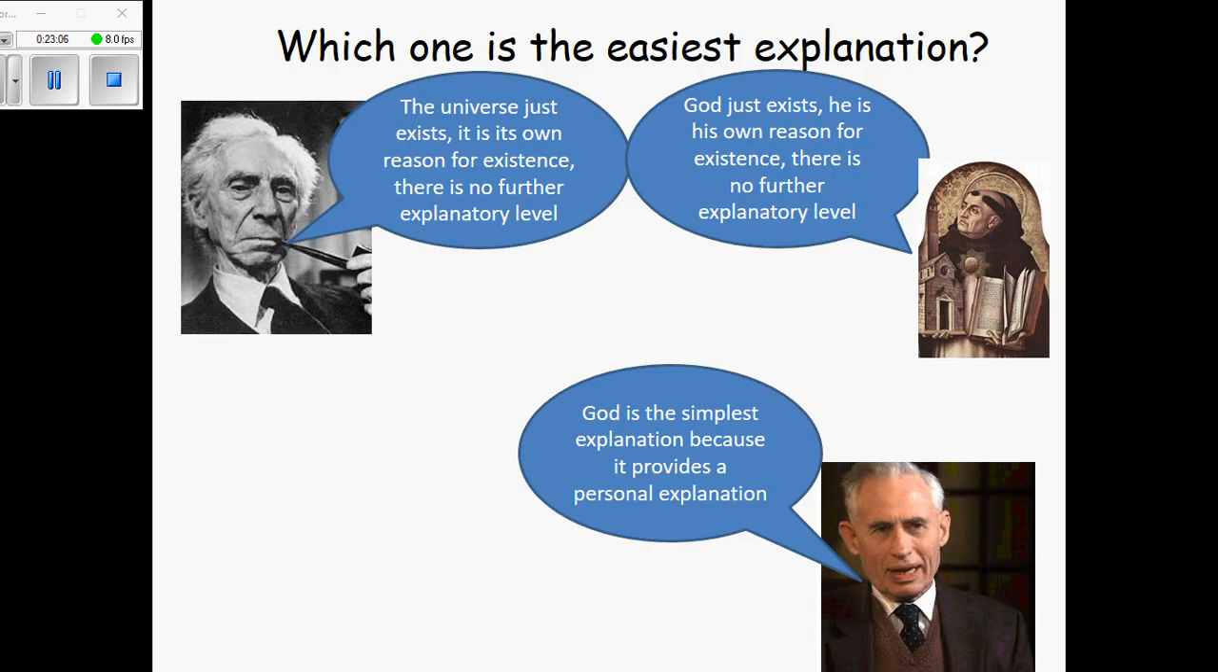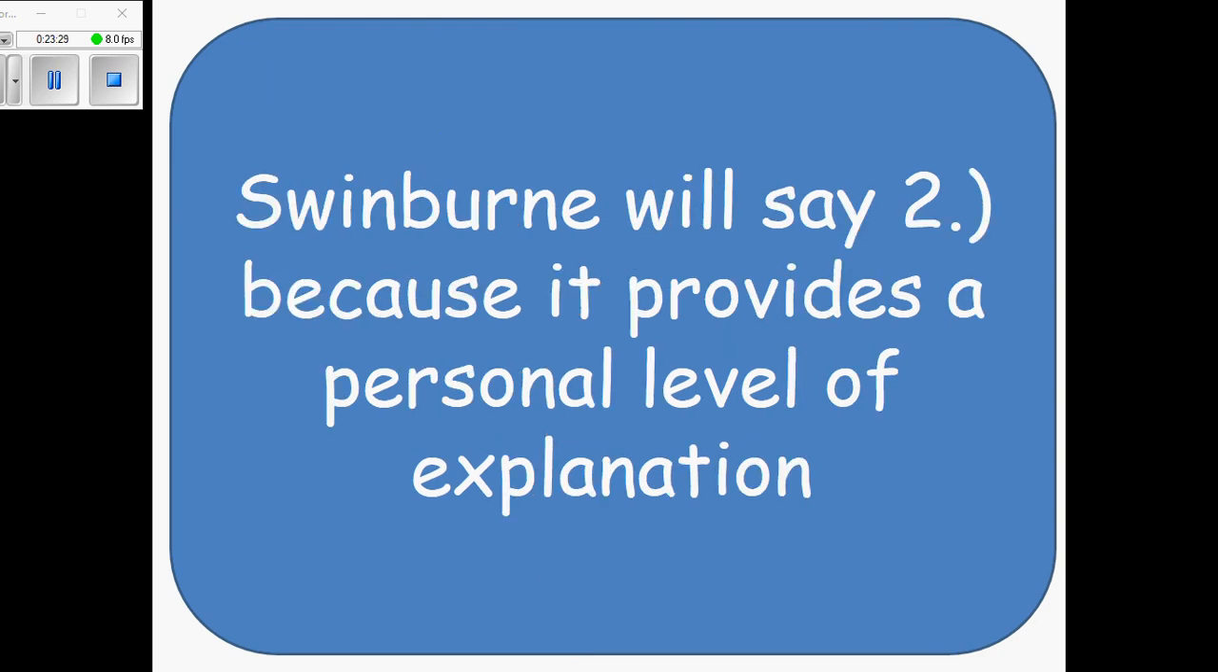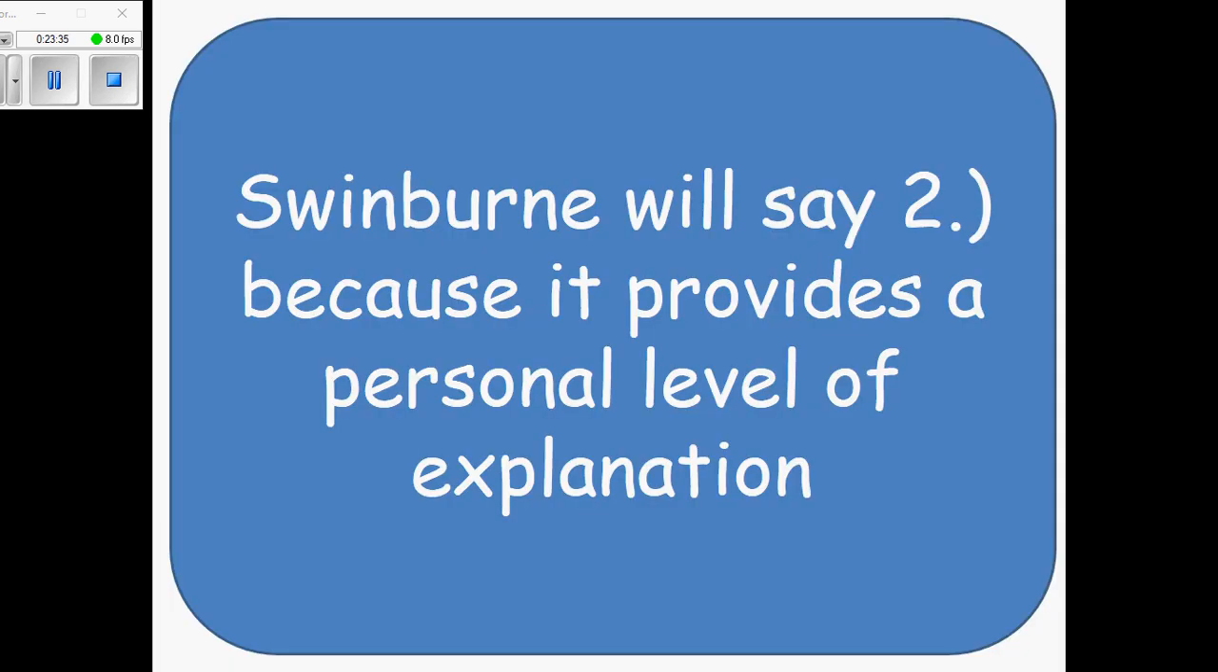And Swinburne says that God is the better option here because it provides personal explanation. Now, Bertrand Russell would disagree and say just because there's a personal level of explanation, that doesn't mean the universe actually has a creator God. Which is simpler as a first explanation? The universe just exists, or God just exists? And Swinburne will say it's the second, because it provides a personal level of explanation.